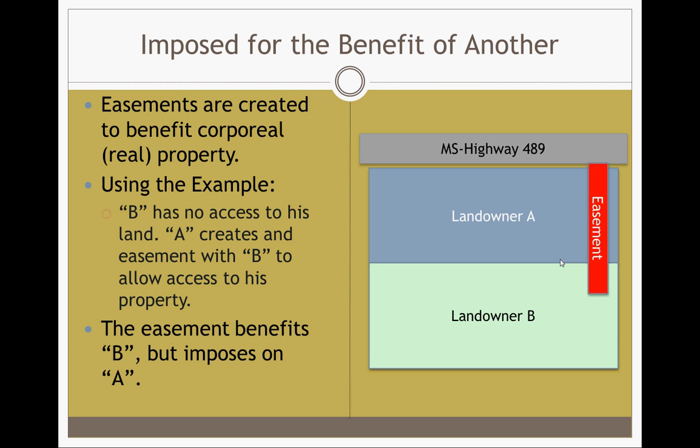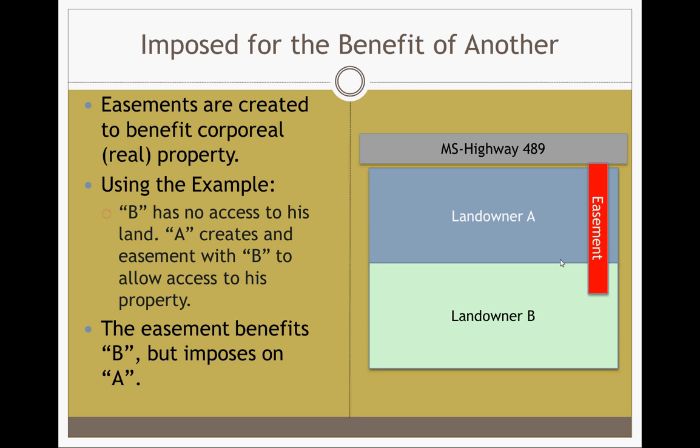Now, look at my graphic here. This is kind of a simple graphic, but you see Highway 489. You see landowner A and landowner B. Now, landowner B has no access to his land. He can't get from the highway to his land. So an easement is created with A that allows B access to his property. This is ingress and egress. He can go in and out of the property as he pleases, as he wants, and A cannot stop him from going in and out of his property, which means A can't put up a gate. A can't influence whether he uses that or not. The easement benefits B, but it imposes on A. So we're imposing for the benefit of another.